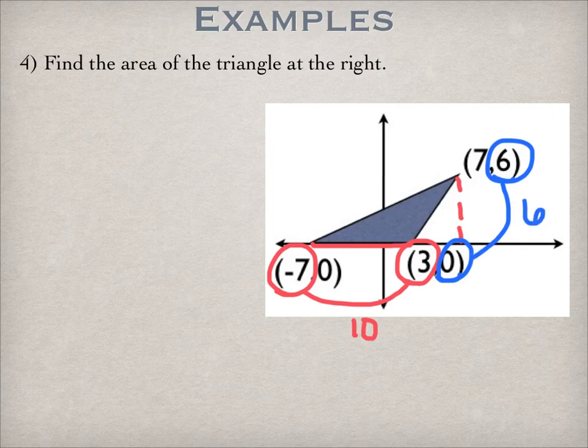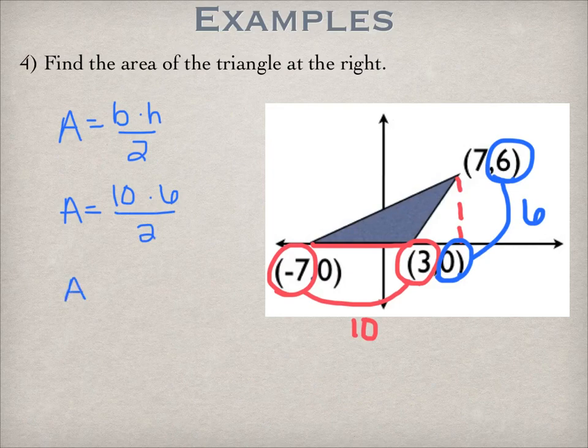So when I go to find my area, equals base times height divided by 2. So that would be 10 for my base, 6 for my height, divide by 2. That's 60 divided by 2, so that's 30 square units. I think that's it. That was our last example for triangles.